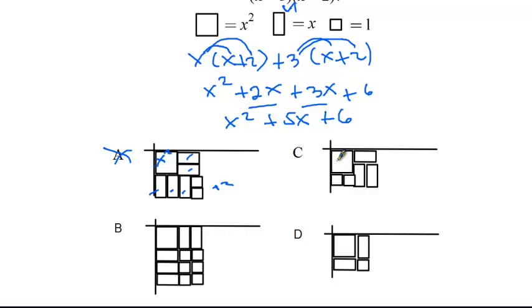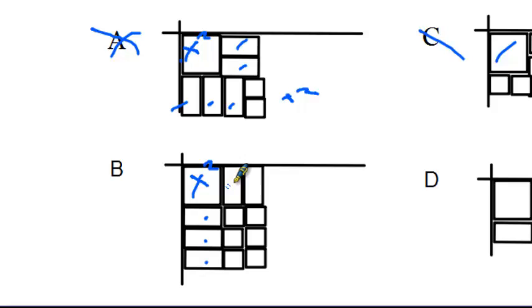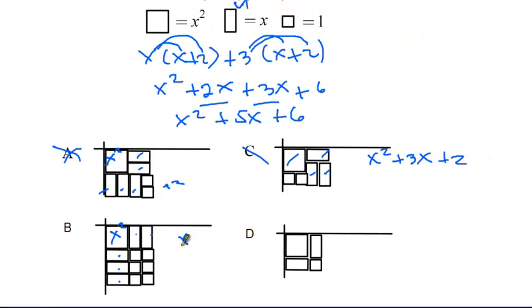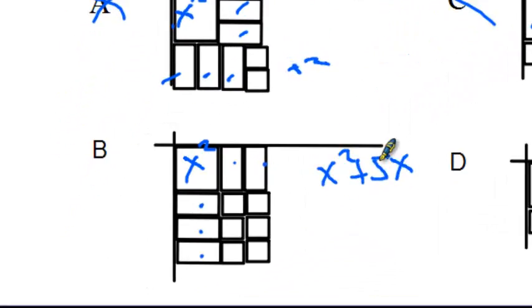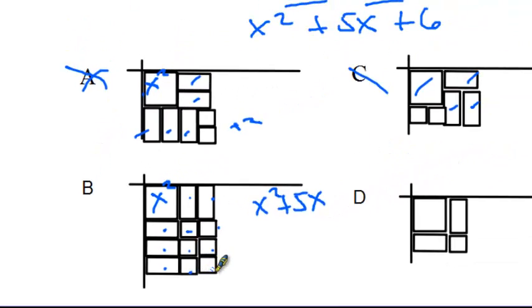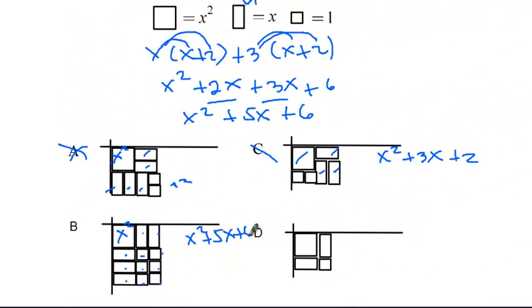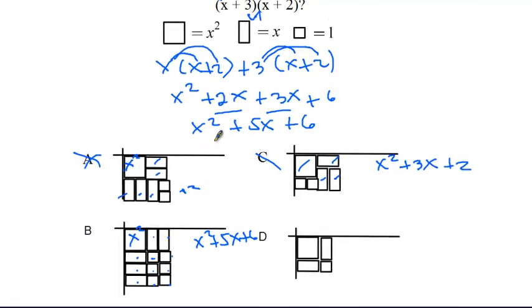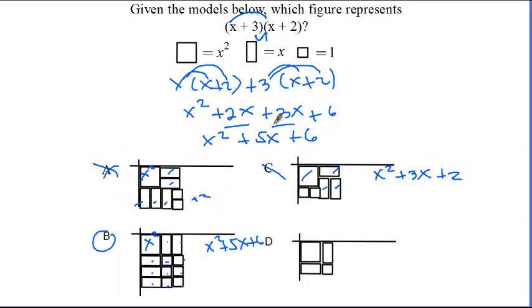Now let's check this. Option C, x squared. So this one is x squared. I have here 1, 2, 3 x's, and I have here plus 2. So C is also wrong. Now what about option B? This one is x squared. I have 1, 2, 3, 4, 5 x's. So x squared plus 5 x's, and then 1, 2, 3, 4, 5, 6. Alright, so this matches the product. So B will be our final answer.